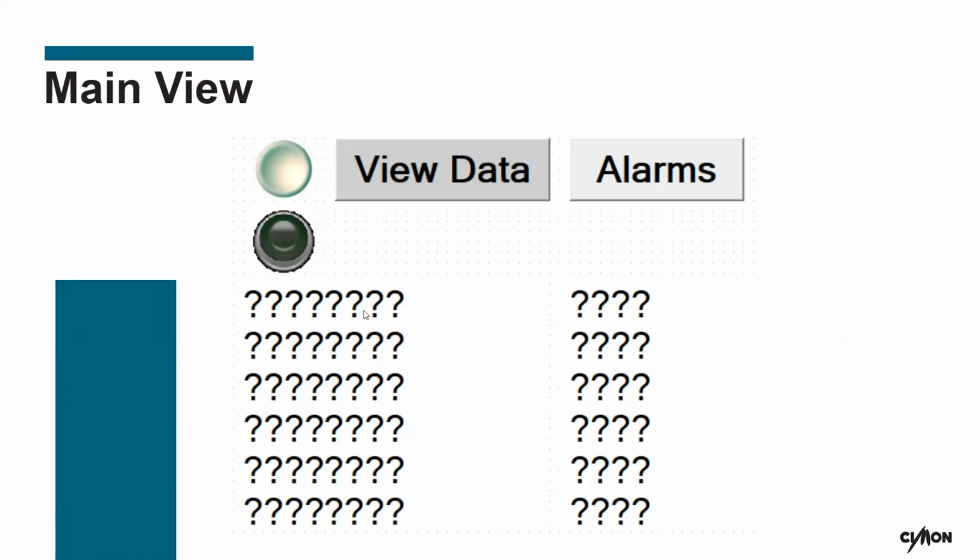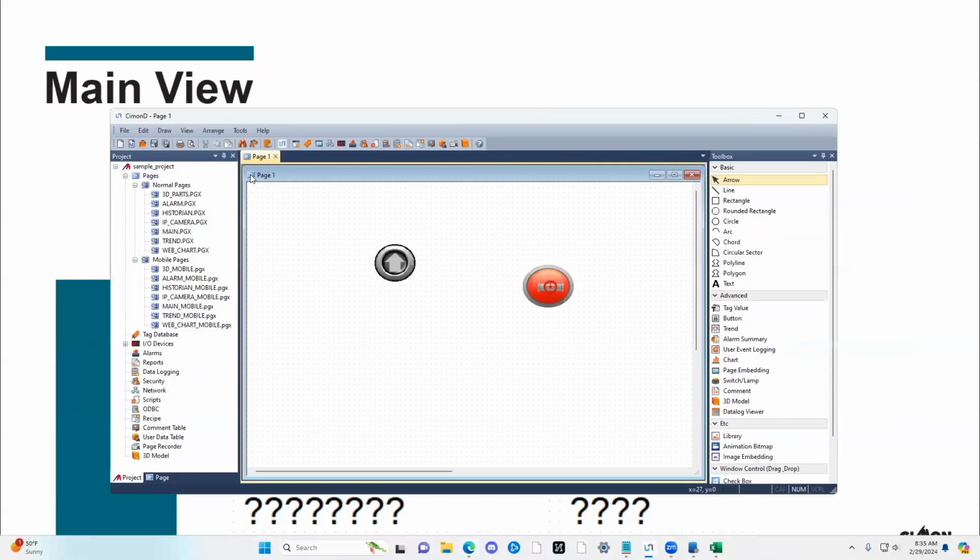Then we have all these question marks down here. What are all these question marks? I know I didn't write all these in, right? But these are dynamic tags. So when you draw a dynamic tag into the screen, it will look like that.